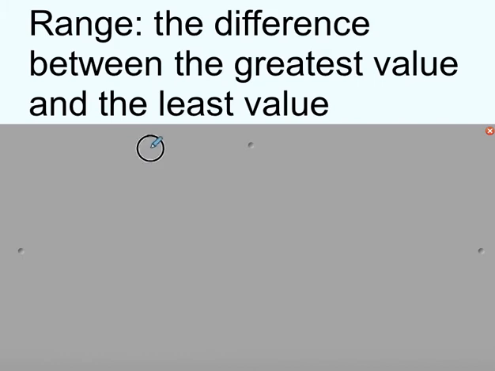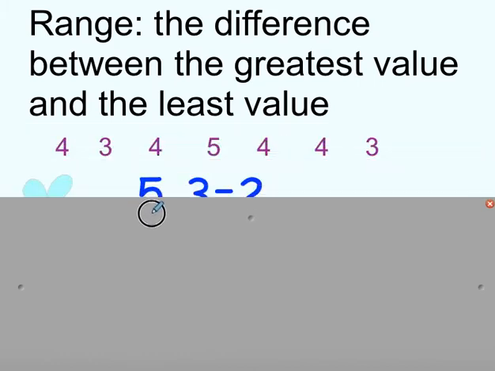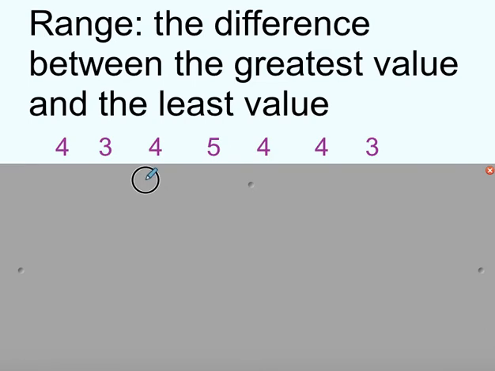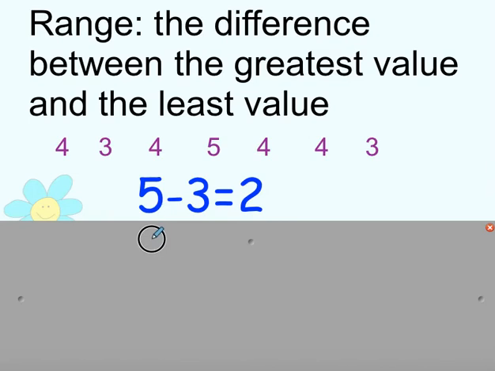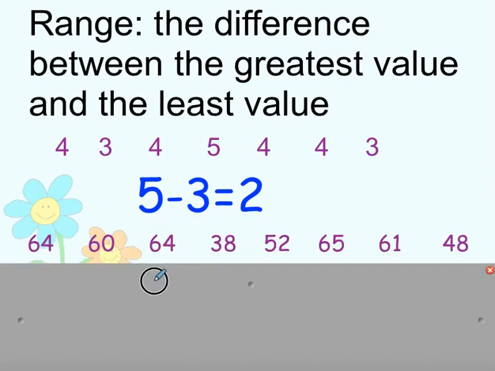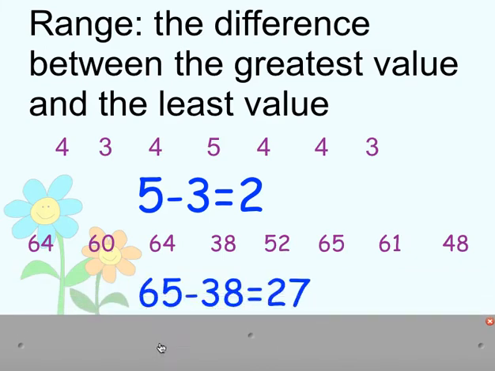Range. Simplest one of them all. The difference between the greatest value and the least value. So we have all these numbers, 3, 4, and 5. We take the largest, 5, and subtract the lowest, 3, to get a range of 2. Another example is this. We have numbers from 38 all the way up to 65. So we subtract 65 minus 38, which is 27, and we find our range.